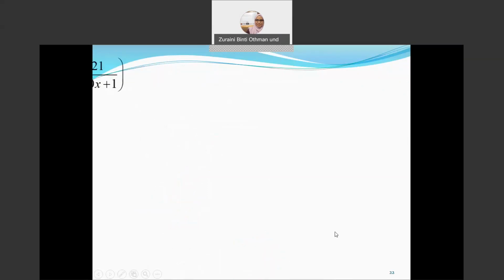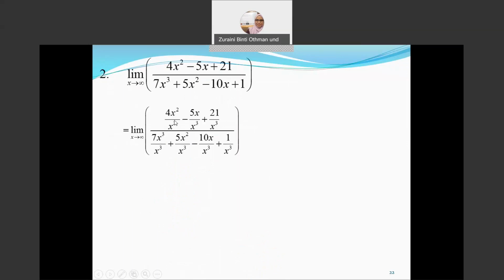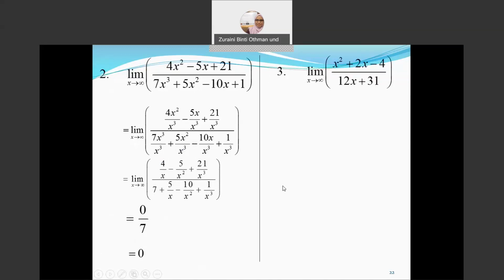Okay, next example kalau kita ada soalan macam ni. Bila kita ada soalan macam ni, yang highest power of denominator ialah x kuasa 3, right? So then we have to divide all number with x kuasa 3, then we simplify it, then every number yang bawah dia ada x, it is equal to 0. Then yang ada value ialah 7 je sekarang. So 0 per 7 ialah 0. Okay, so now the third example is bila kita ada soalan macam ni.